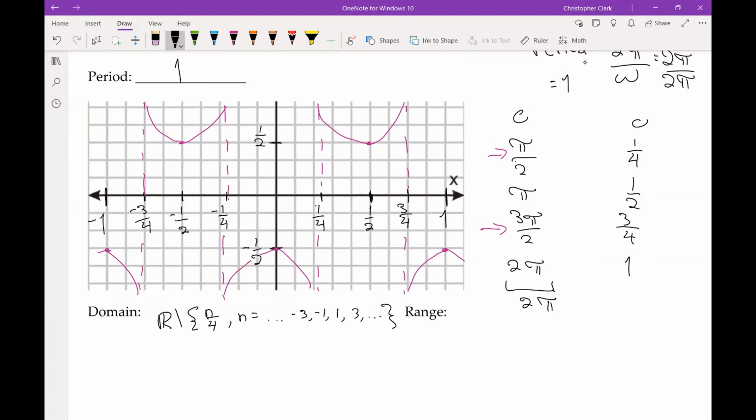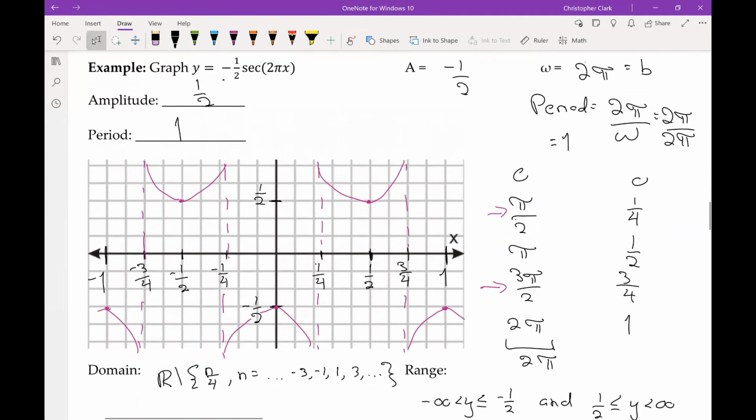The range, we have something similar in that it goes from negative infinity when it opens down, but it can equal negative 1/2, and it can equal 1/2, and it opens up to infinity. And this gives you the graph of negative 1/2 secant of 2 pi x.